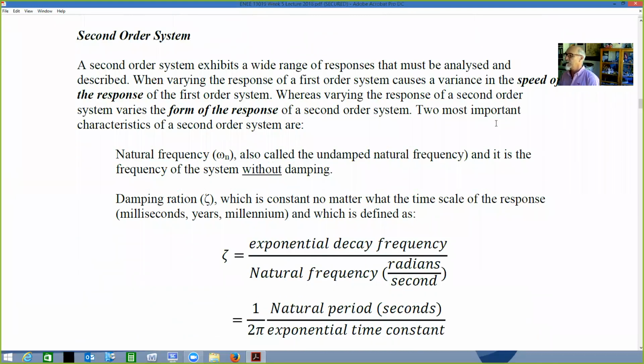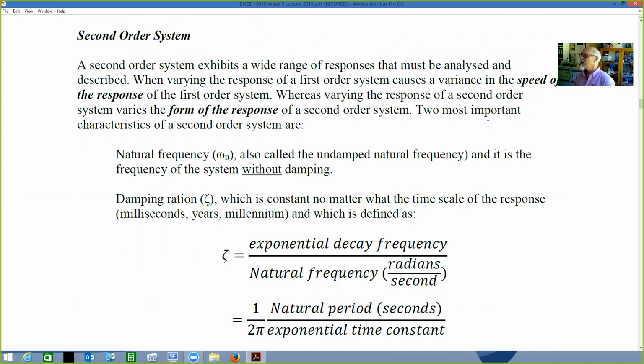So what about a second order system? Now, a second order system exhibits a wide range of responses that must be analyzed and described for obvious reasons. You want to make sure that your system is robust, your control system is efficient, your control system is able to react in the appropriate amount of time to ensure that you don't get a blowout, a blow up, or whatever the case may be.